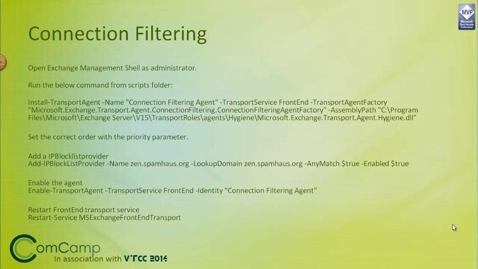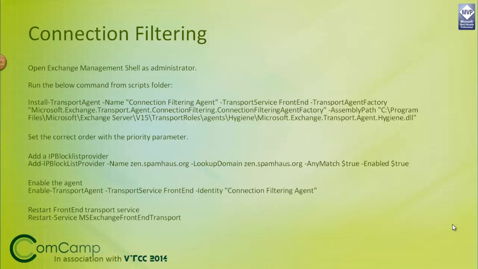So this slide is talking about the connection filtering. The connection filtering is the anti-spam filtering, which does not come with an anti-spam script. So by running the install anti-spam agent.ps1, you will not find connection filtering, because connection filtering is part of the client access server. It's not on the mailbox server. So we need to follow these steps to create connection filtering.